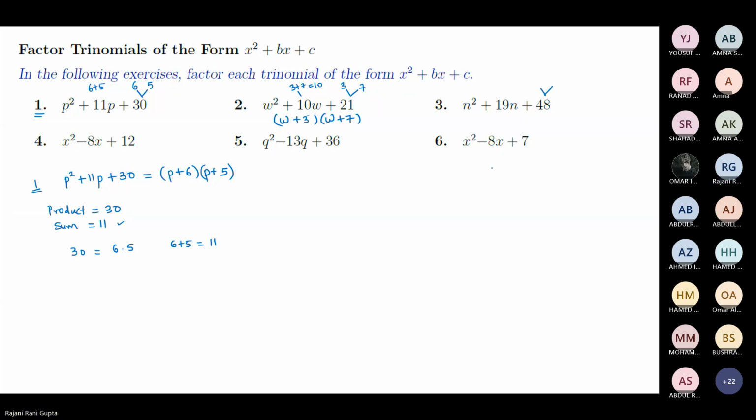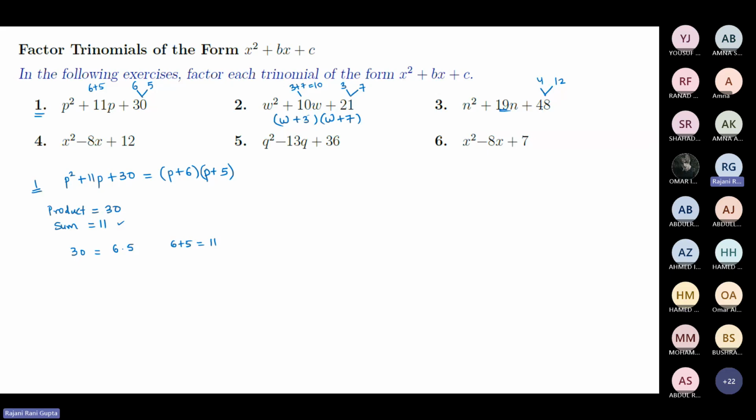48. Which two numbers give you 48? Don't use a calculator. 8 multiplied by 6. 8 multiplied by 6.